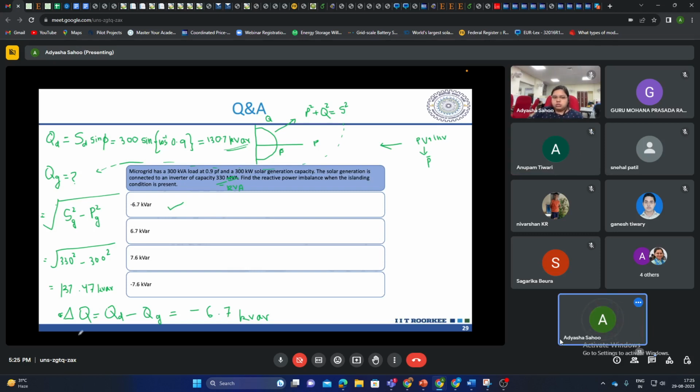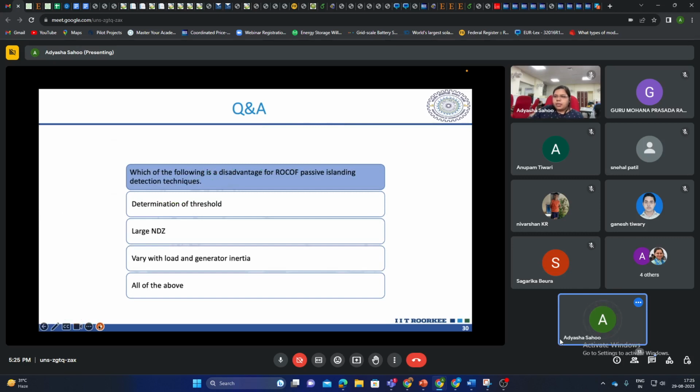Okay. Then moving on, which of the following is a disadvantage for ROCOF, basically rate of change of frequency, passive islanding detection technique? Determination of threshold, large non-detection zone, it will vary with load and generation inertia, or all of the above.